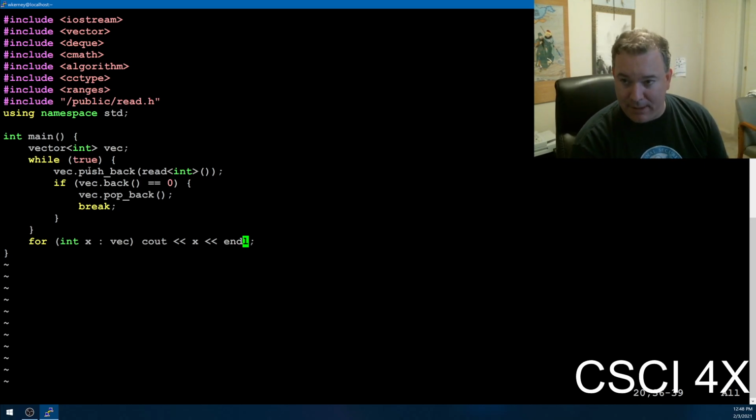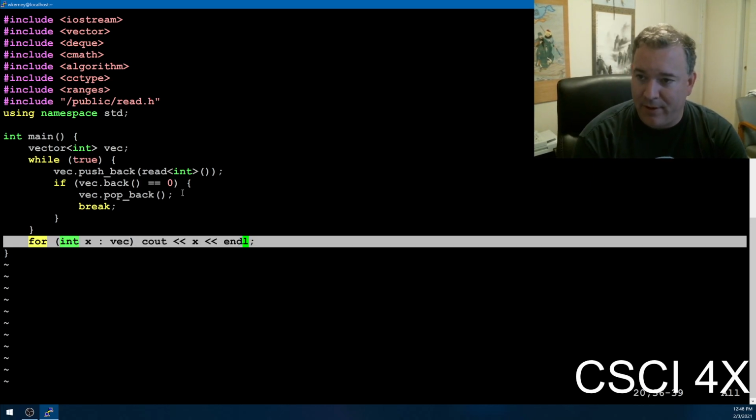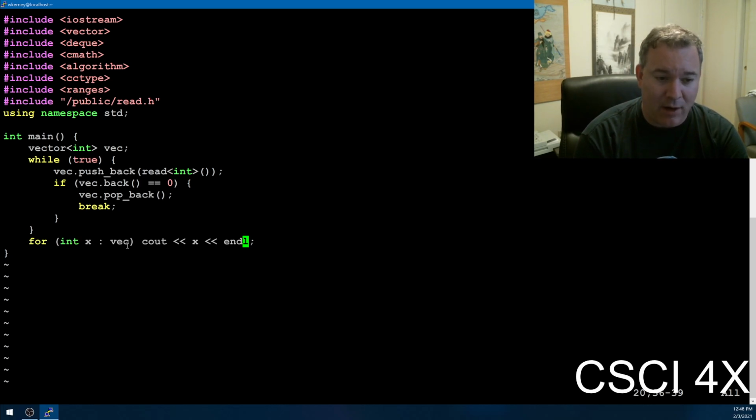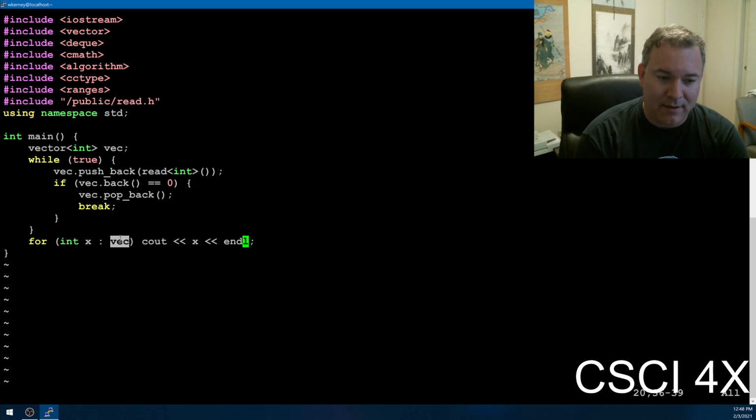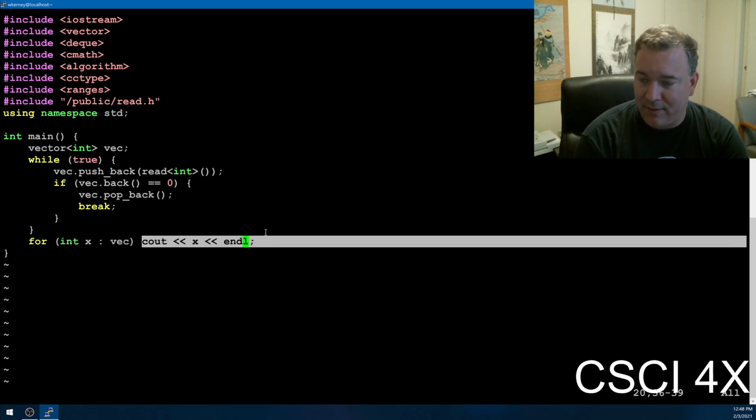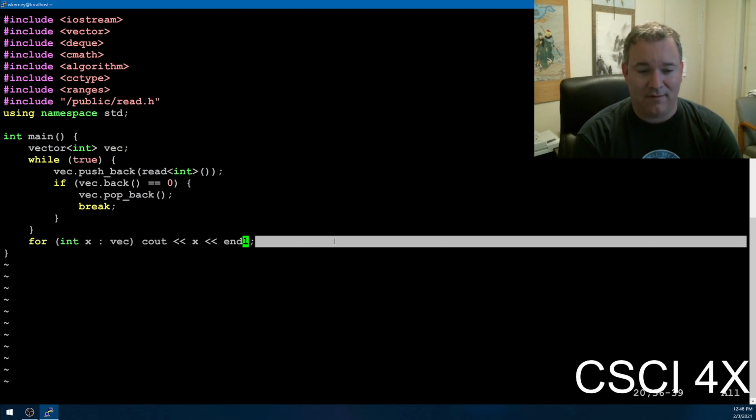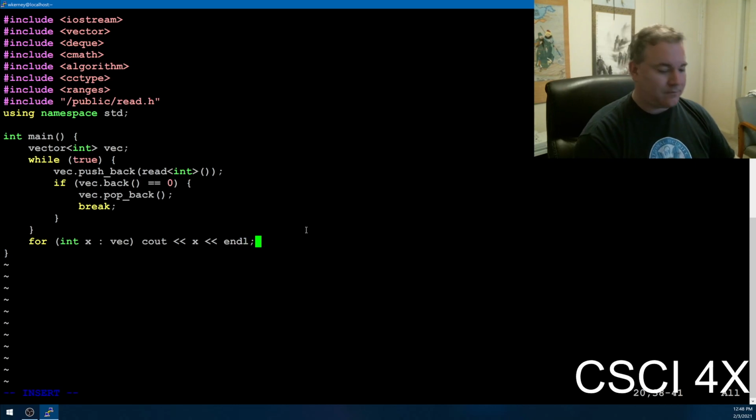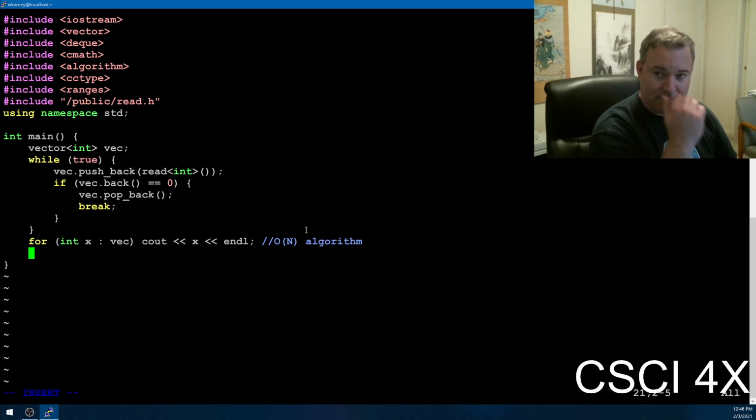If I've got a billion elements in the vector, will this for loop take longer to run than if I have 2? Yes, right? Because it's got to output this a billion times. So if you have 1 million people in vec, it will do 1 million cout statements. If you've got 1 billion people in vec, it'll do 1 billion cout statements. So this is a classic order n algorithm.